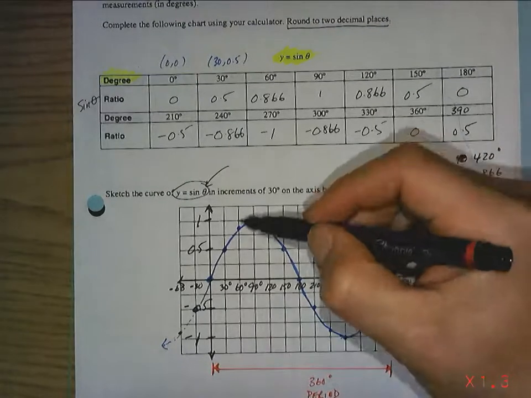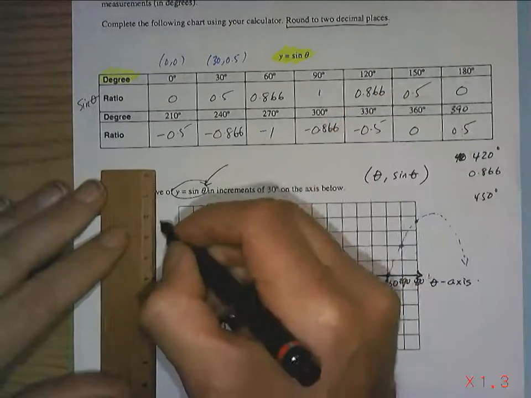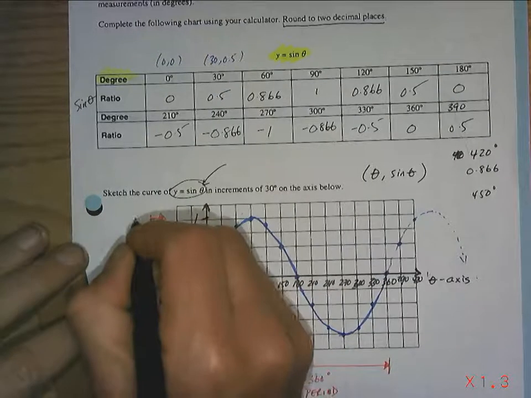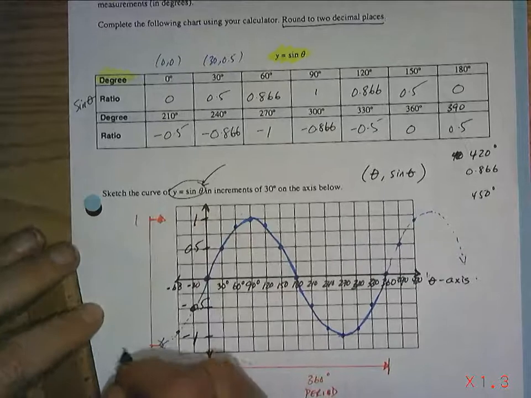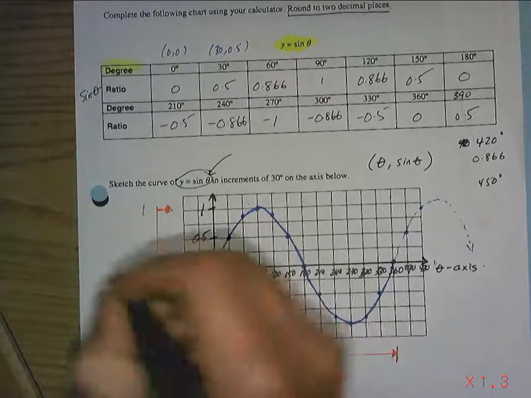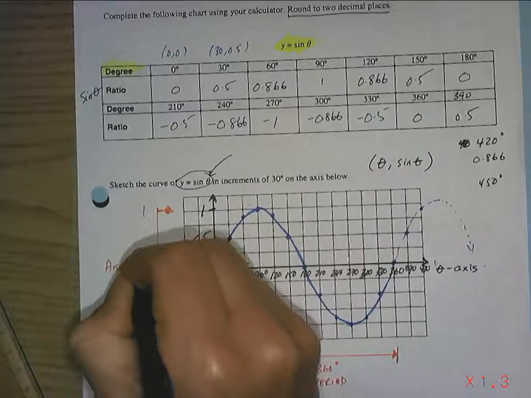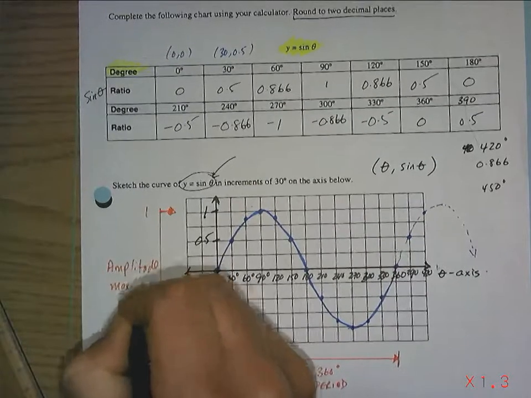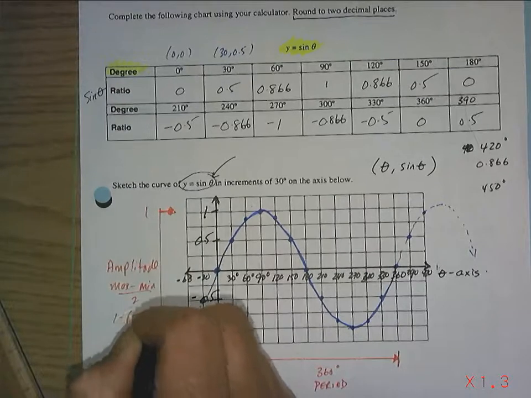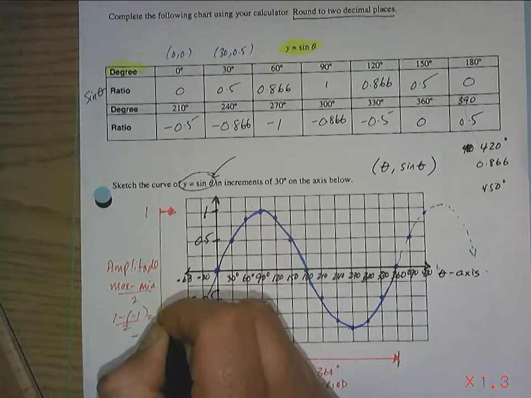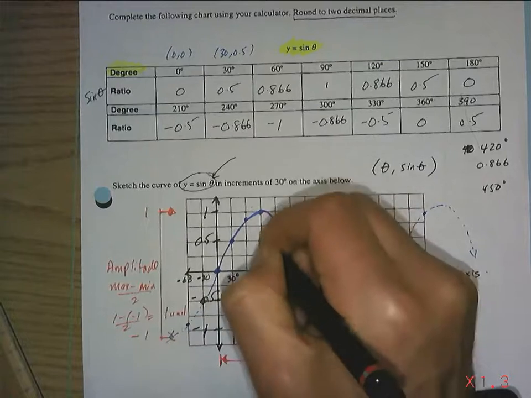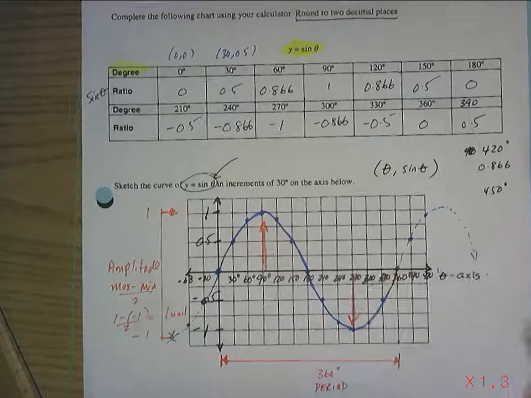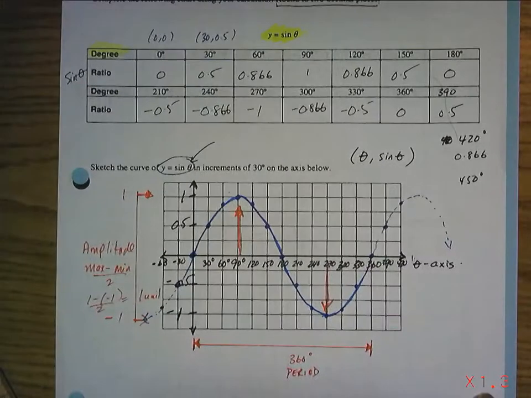Your amplitude is going to be between the max and the minimum. The max that a sine curve can be is going to be 1. The minimum a sine curve can be is -1. So your amplitude will be max minus min divided by 2. So it's going to be 1 minus negative 1 over 2, which is 2 over 2, which is 1 unit, which means that it goes up 1 unit from its horizontal and it goes down 1 unit from its horizontal. That's what amplitude means.